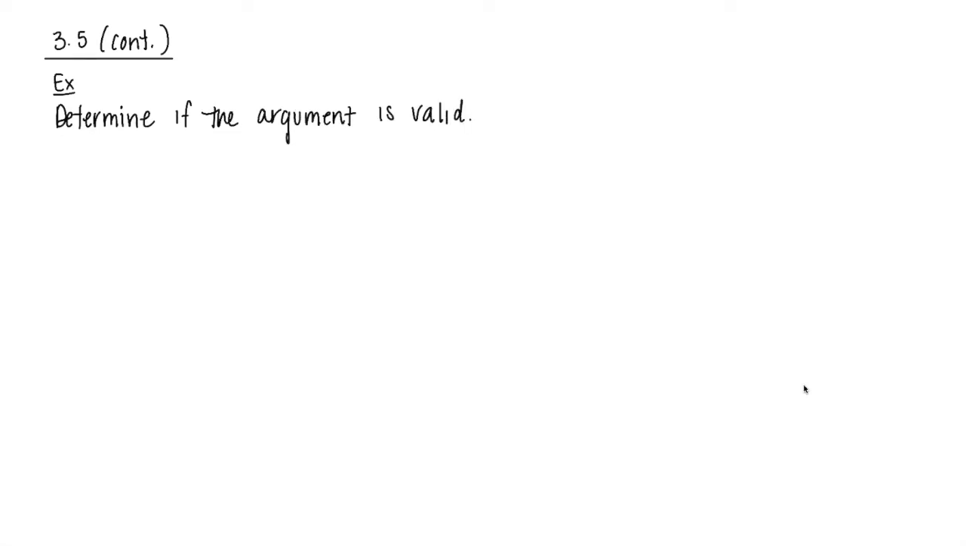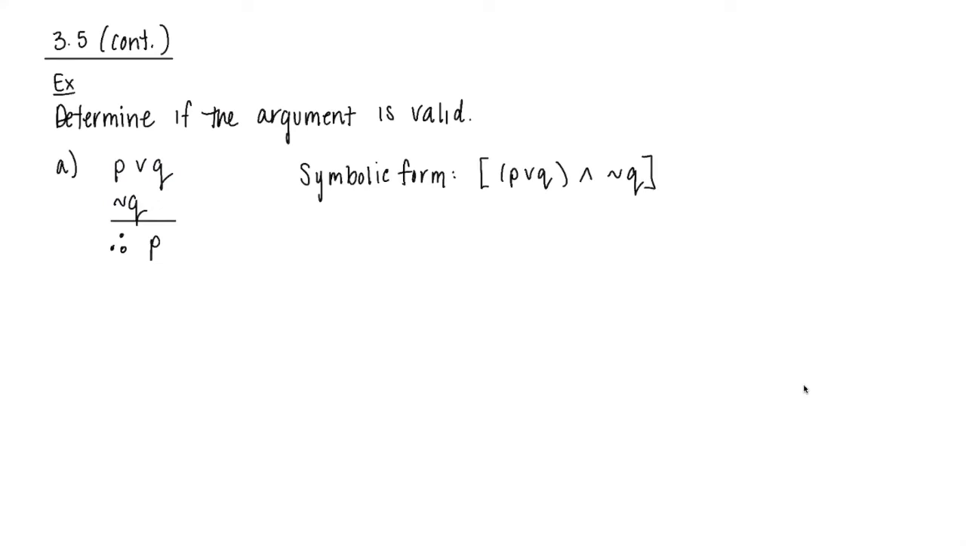Okay. And the first one we're going to do is we have the premises P or Q. Then we've got not Q. And the conclusion that's going to follow, remember this means therefore, P has to happen. So basically, if this and this happen, then P has to happen. So we can turn this into symbolic form as follows. Basically have a giant if-then statement. We've got premise 1, which is P or Q, and premise 2. If these happen, then the conclusion has to happen.